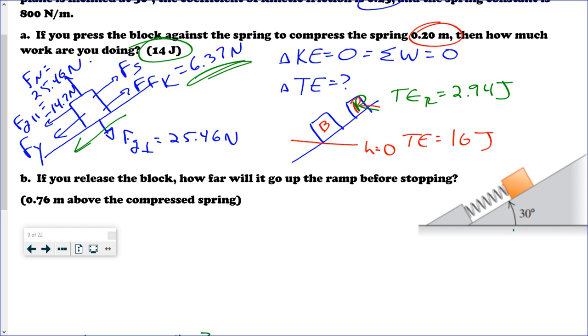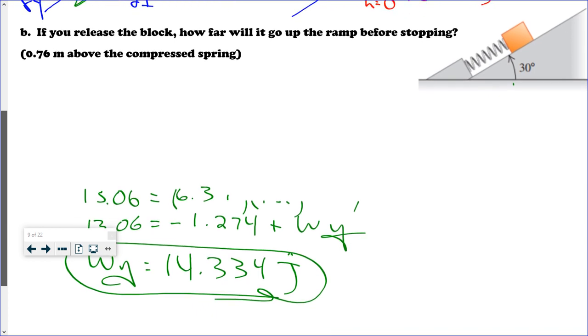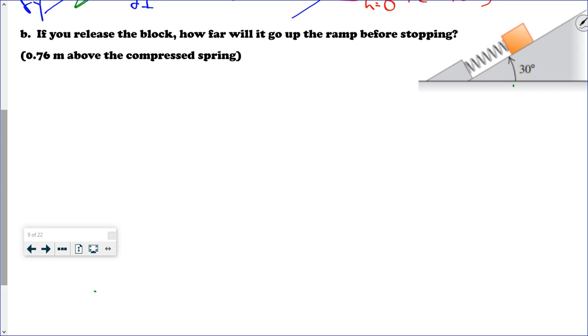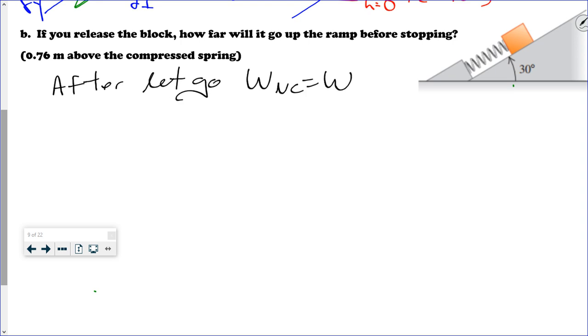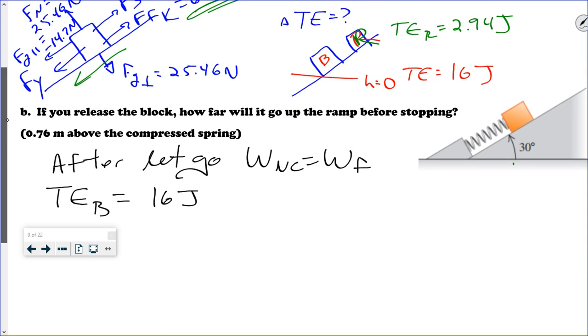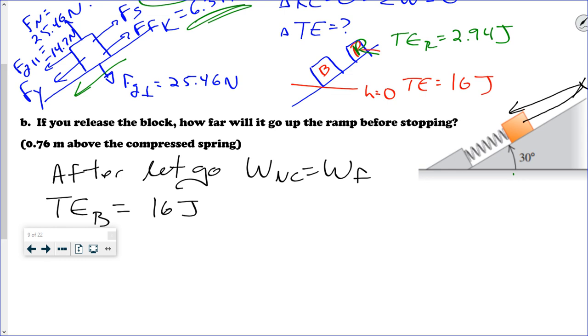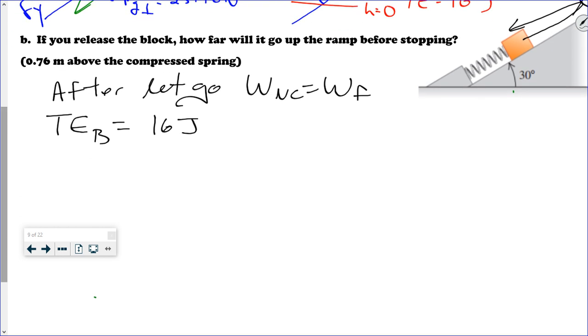All right, so it says if you release the block, how far will it go up the ramp before stopping? So we need a new point here. All right, so once you let go of it, the only non-conservative force is friction, right? So let's see. We decided that when it was at the bottom, the total energy at the bottom was 16 joules, right? There's going to be some other point up here where it stops, right? So the total energy when it stops is just going to be the GPE, which is mgh. So 3 times 9.8 times the height.